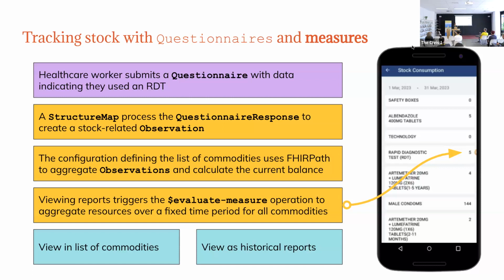Then on the FHIRPath register view of commodities, we could add up all those observations and show the current amount of stock. We also run evaluate measure to aggregate over those observations that are related to stock for a specific commodity and produce a historical report, which is what's shown here, of the amount of stock on hand for various commodities. These commodities right now are represented by groups because that was available in R4B. We're looking forward to transitioning to the commodity resource, which I think is in R5.